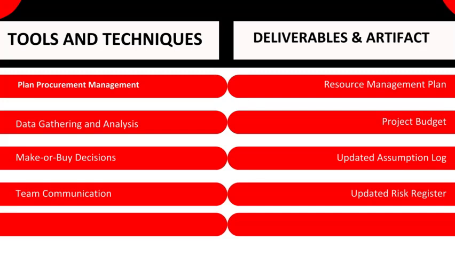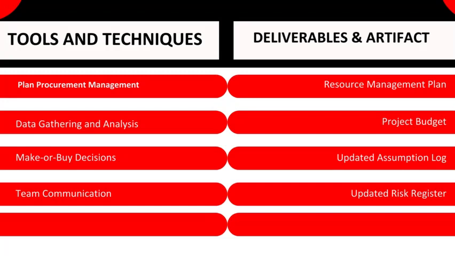Resources refers to human resources as well as physical and intangible assets such as equipment, materials, knowledge, and skills. For example, a software development team might need to purchase software licenses, hardware, and the services of a consultant. Here are some tools and techniques that can be used to manage procurement.